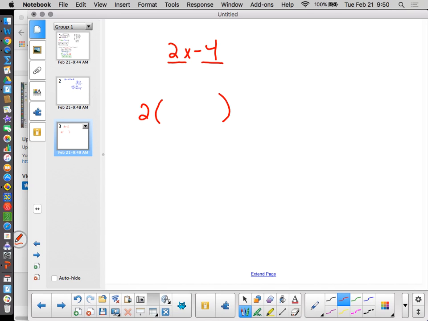This is distributive property backwards. Basically what it's saying is 2 times what is going to give me the 2x minus 4? Well, how do I figure out what? I divide each term by 2. That becomes an x. Negative 4 over 2 becomes a minus 2. And if I redistributed, I'd get right back to what I started with, which is 2x minus 4. Factoring is distributive property backwards for simple polynomials.